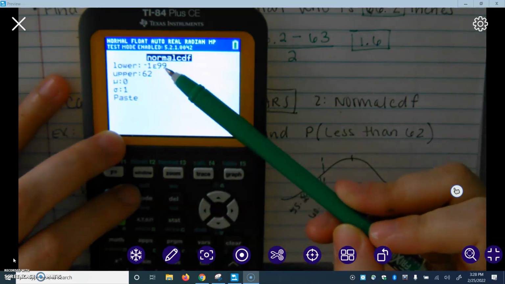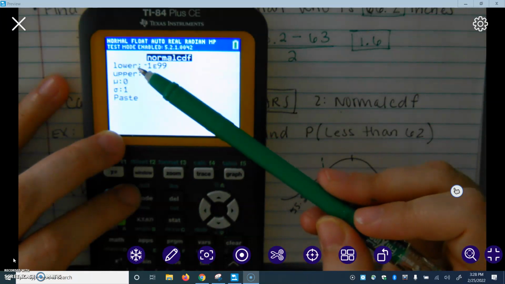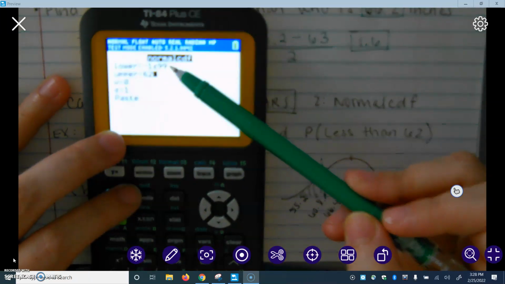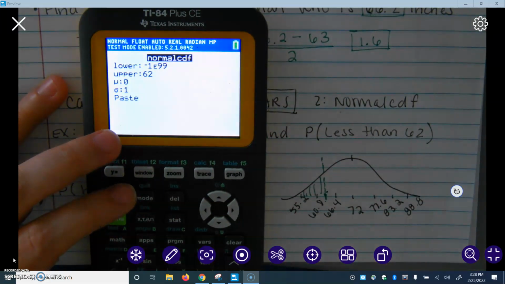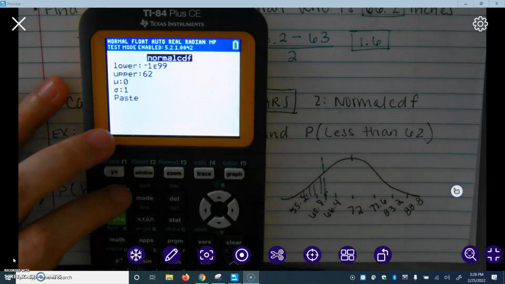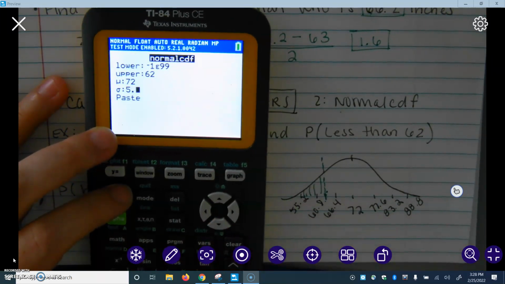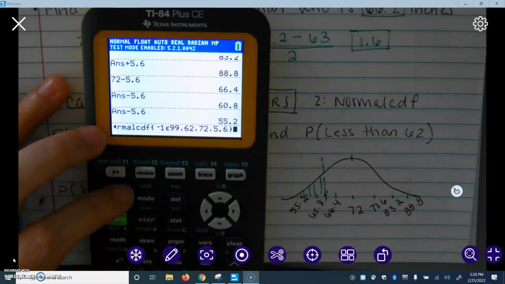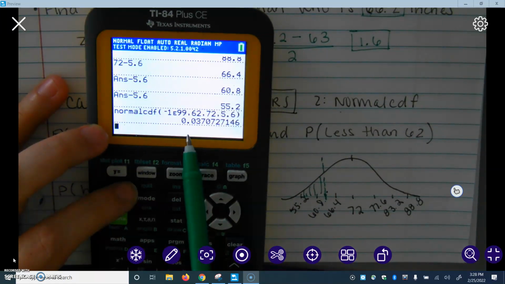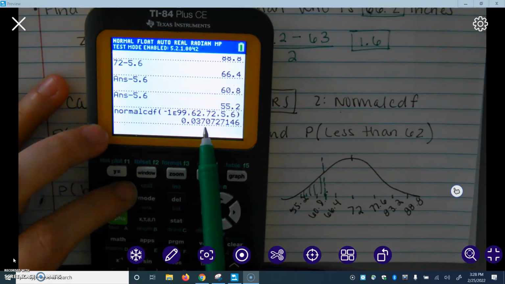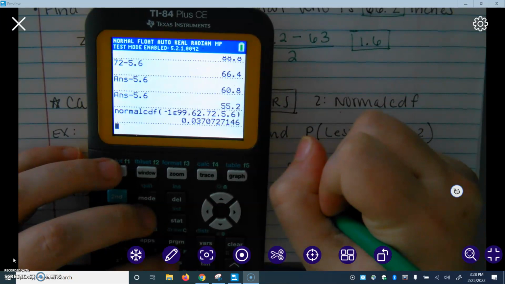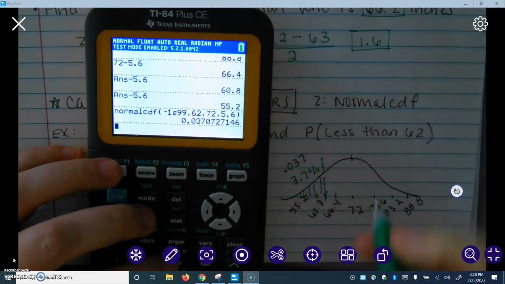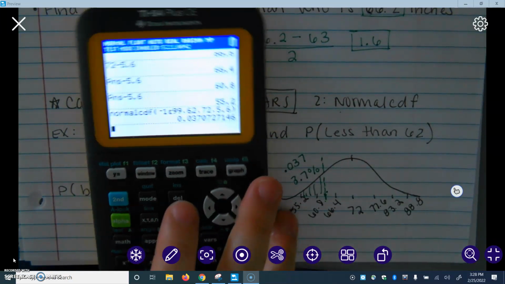Now you're not always going to have this for your lower. If I wanted to go in between 58 and 62, then my lower would be 58. You have to know the mean and the standard deviation, and then we just type that in. So 0.037 is 3.7%, so that would be my probability.